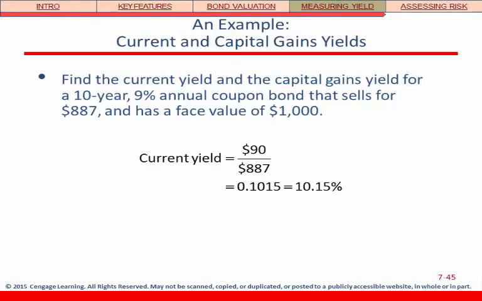Let's take a real quick example. Find the current yield and the capital gains yield for a 10-year, 9% annual coupon bond that sells for $887 and has a face value of $1,000, right? So, to find the annual coupon payment first, that's 9% times 1,000, so you put $90 in the numerator. $887 is going to be your price. That would go in the denominator, and you're going to get a current yield of 10.15%.